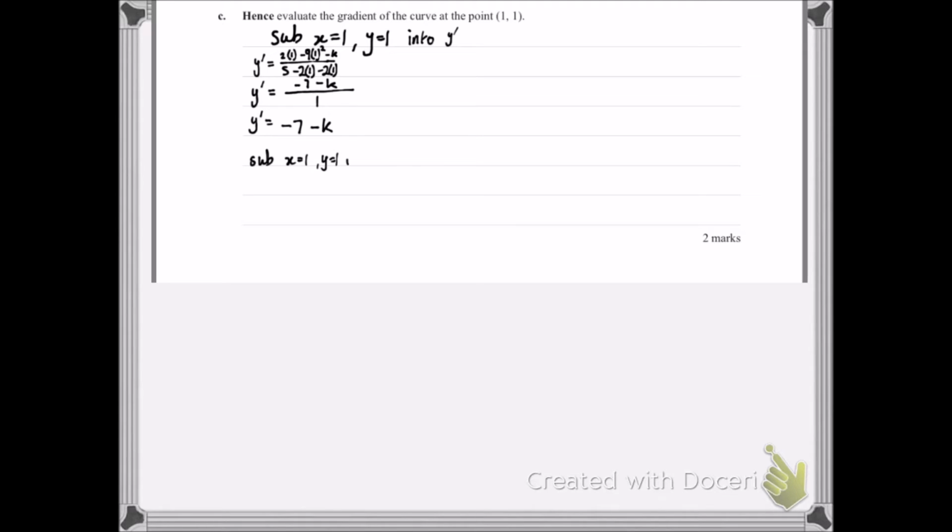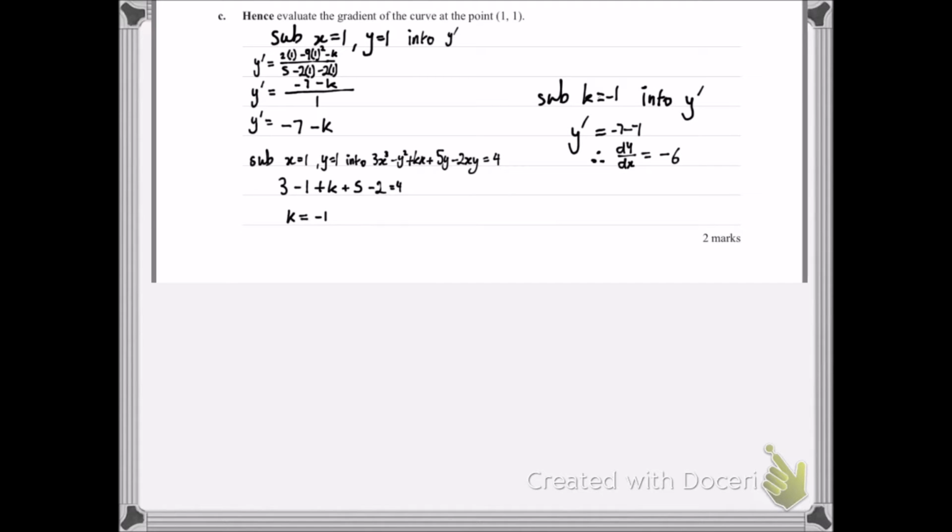So substitute the coordinates of the point back into the relation. And from that, we're able to solve for k. And we get k is equal to -1. Okay, so now we can substitute that into our result for our gradient. And there we go, dy/dx at the point (1, 1) is -6.